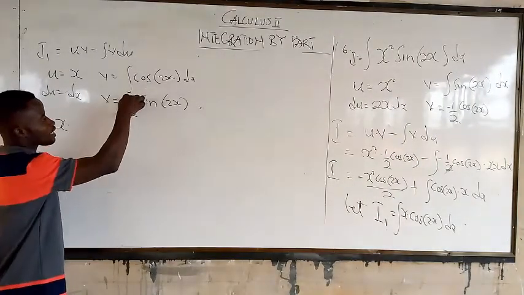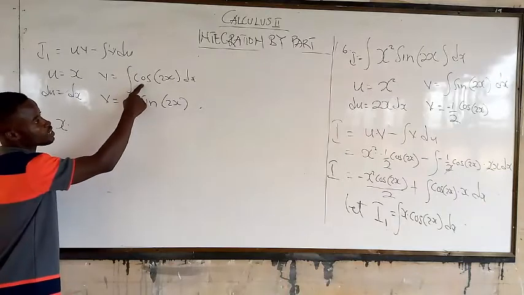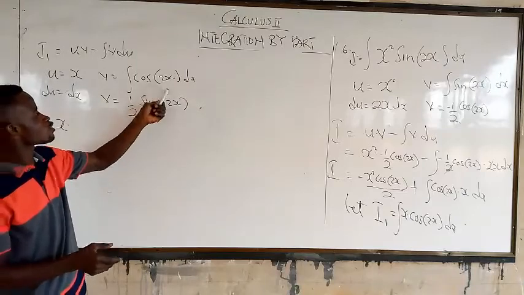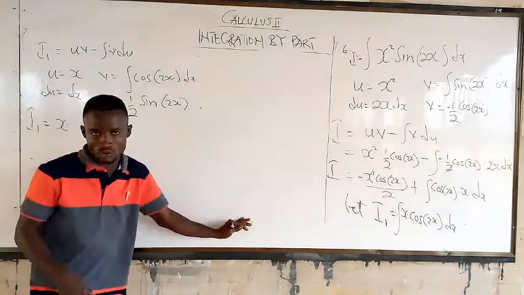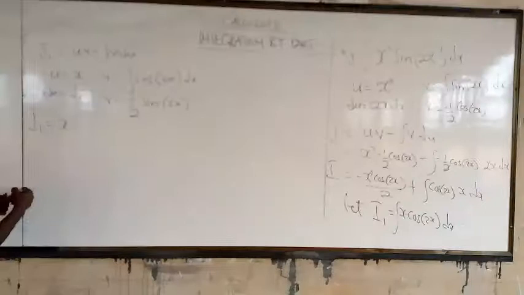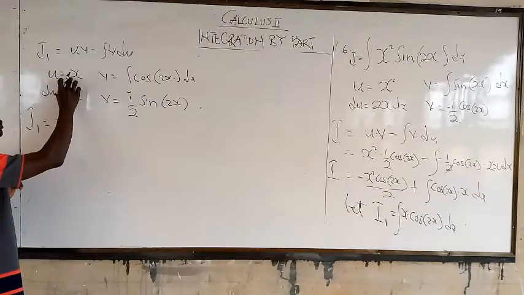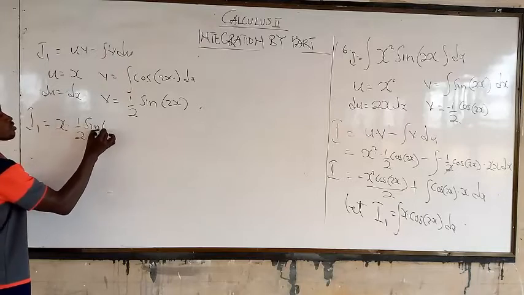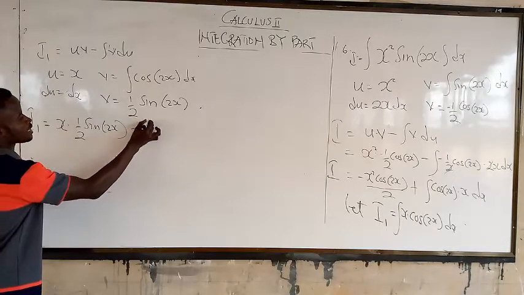You get 1 over this, then integrate cos, you get sine, then you bring it inside. You can write this somewhere and solve it. You get this. U is this, V is half sine 2s minus the integral.